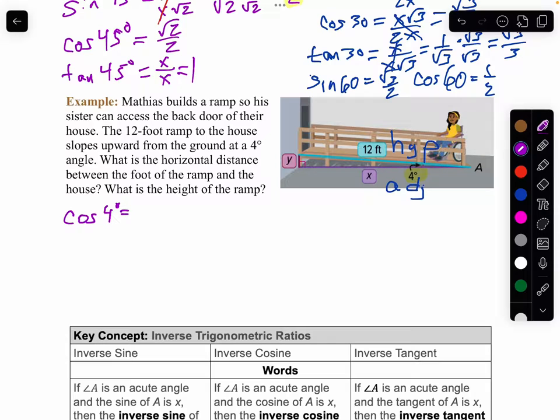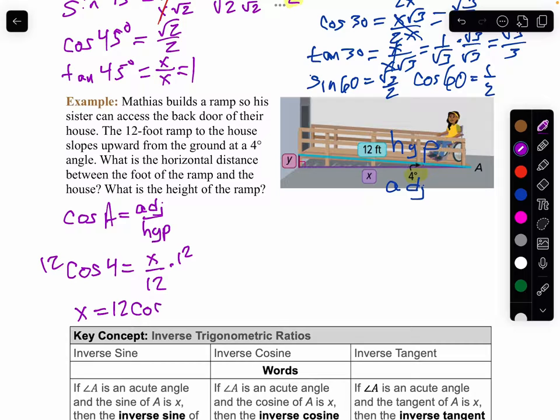I'm going to put in my variables first. The cosine of angle A is going to be the adjacent over the hypotenuse. Now I can plug in my numbers. The cosine of 4 equals x, because that's my adjacent side, over my hypotenuse, 12. Now we do simple algebra. Multiply both sides by 12. So the exact answer is 12 times the cosine of 4.